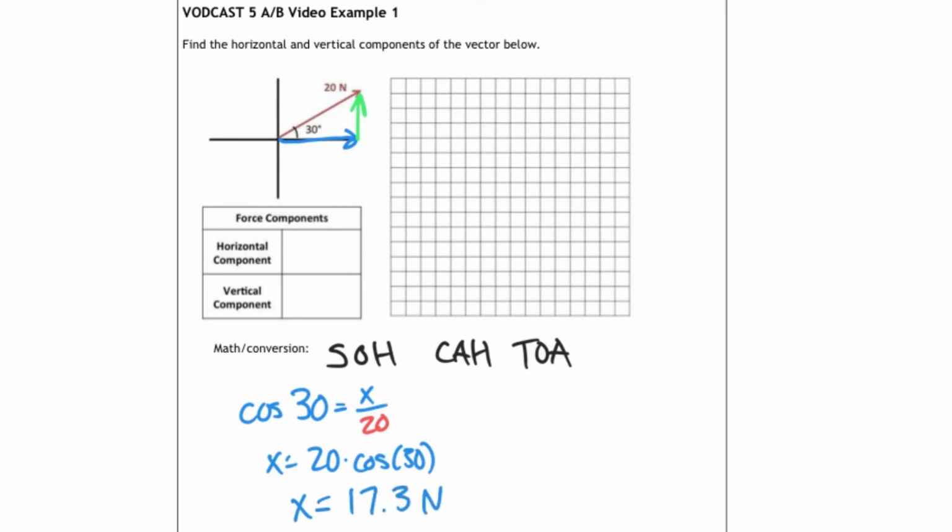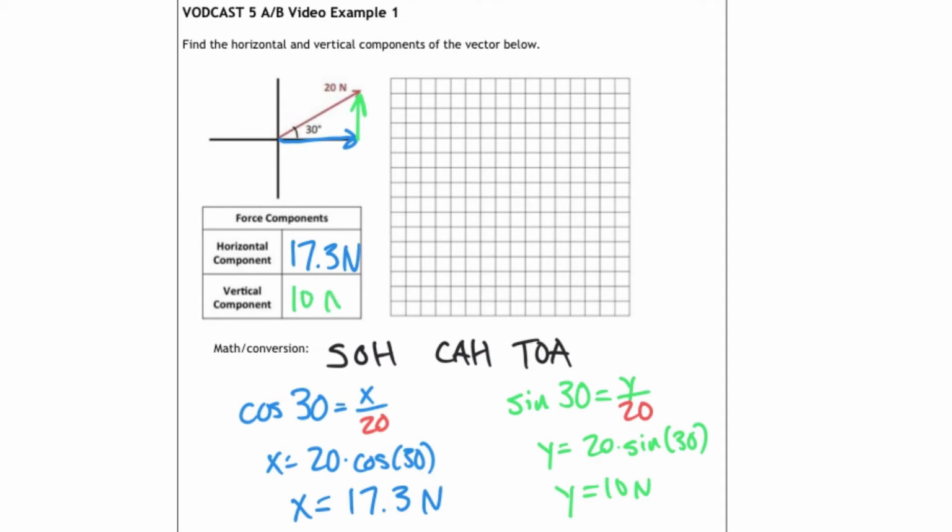So that is our horizontal component, 17.3 newtons. The vertical component is the opposite side, so I'm going to use sine. Sine 30 equals the vertical component, let's call that y, divided by the hypotenuse of 20. So y equals 20 times sine of 30. Sine of 30 happens to be 1/2, so y equals 10. That means the vertical component is 10 newtons.